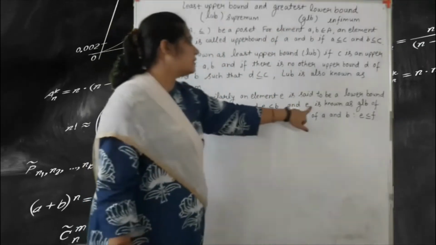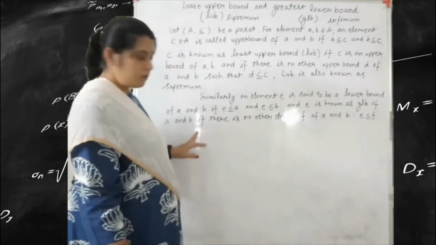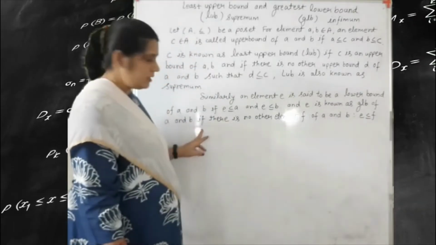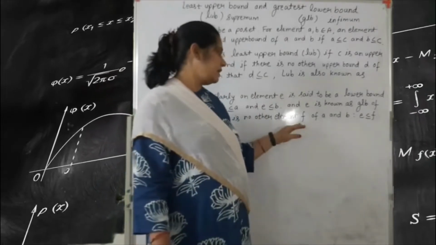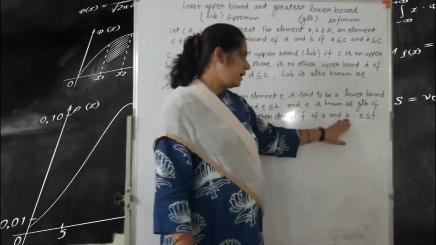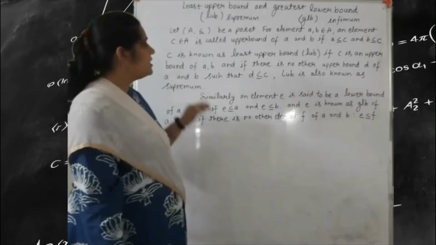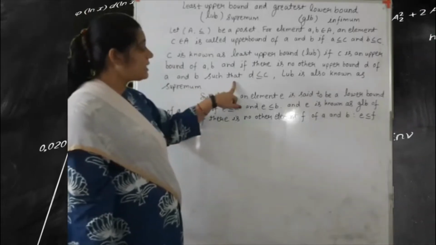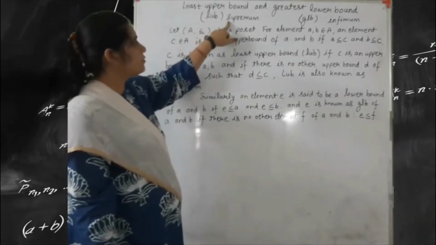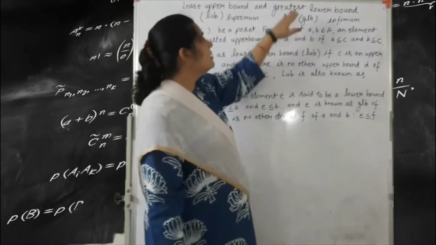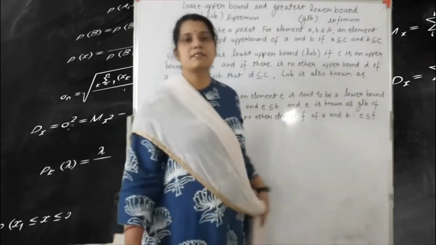So here e is known as the greatest lower bound of a and b if there is no other lower bound f of a and b such that e ≤ f. So this is the definition of the least upper bound, that means the supremum, LUB, and this is the definition of the greatest lower bound, GLB, and the other name is the infimum.